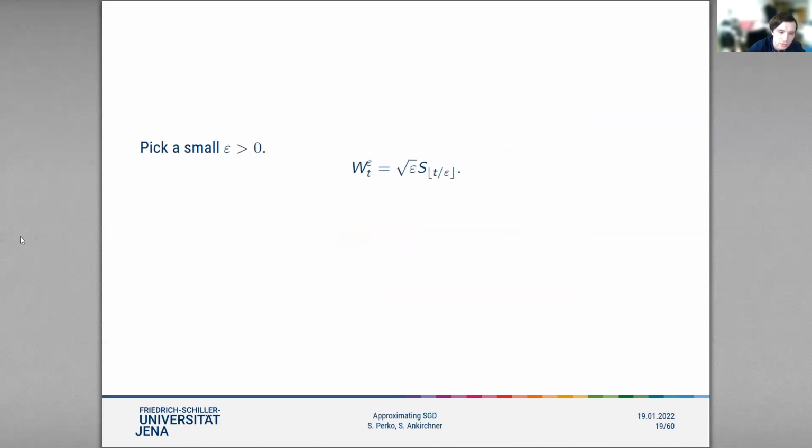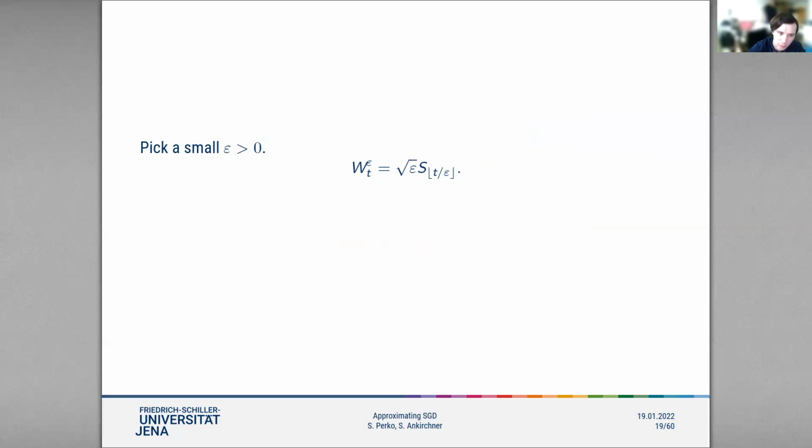What we can now do is we introduce a small parameter epsilon and define W^epsilon basically as our random walk, but at time t over epsilon. So if we make epsilon smaller, then t over epsilon becomes larger, which means we go through our random walk faster.